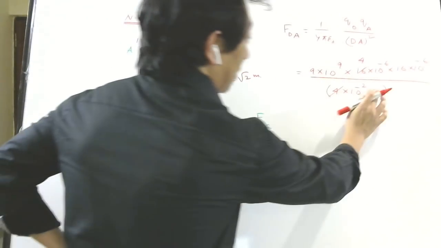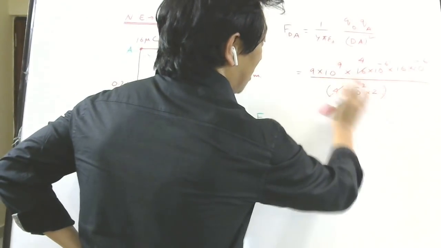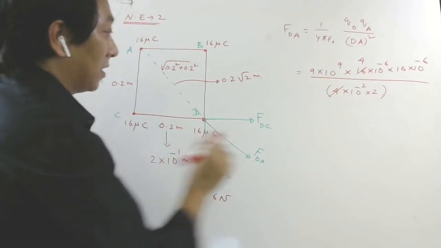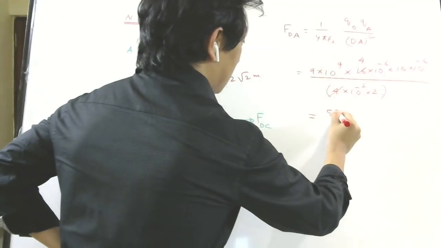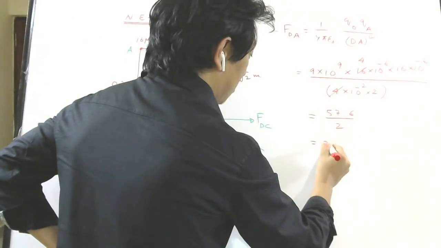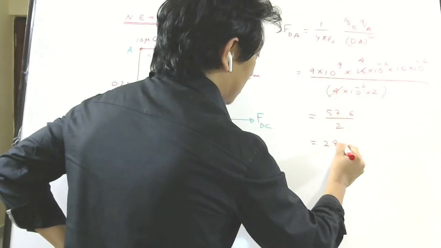Now if you see, except this 2, everything else is the same as before. So this will be 57.6 divided by 2. This should be 2 2s are 4, 2 8s are 16, 2 8s are 16.